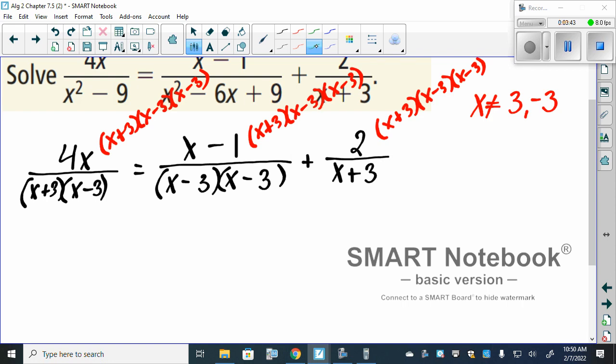And now we can see what simplifies. In the first one, the x plus 3 and x plus 3 would cancel, and one of the x minus 3's would cancel with one of the x minus 3's, so we'd only have one. In the middle, we'd have the x minus 3 cancel with the x minus 3, and x minus 3 cancel with the x minus 3. And lastly, we'll have an x plus 3 cancel with an x plus 3.